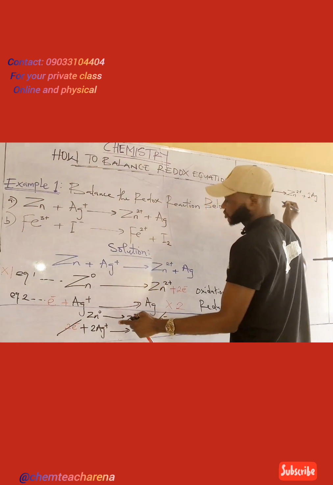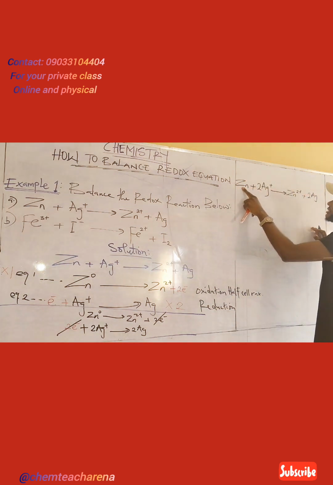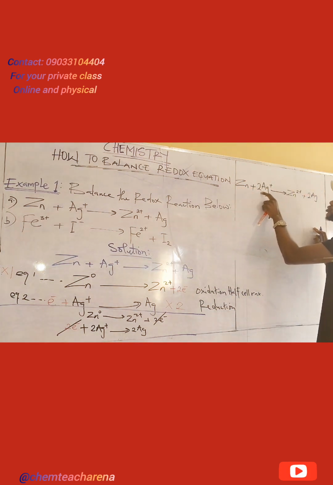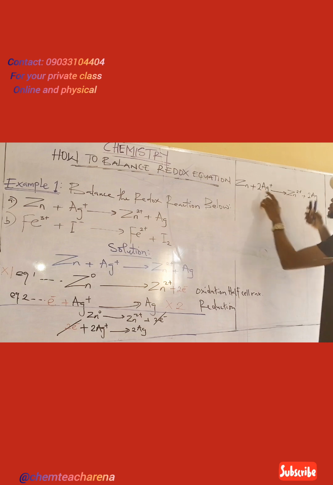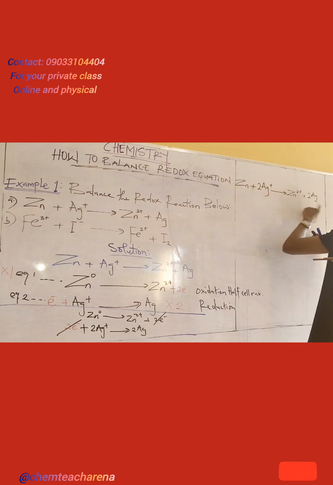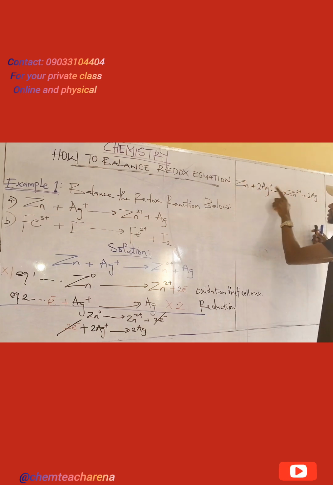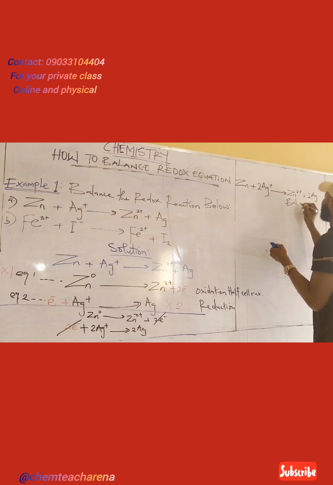So let's check if the equation is balanced. Zinc is 1, zinc is 1. Silver is 2, silver is 2. The atoms are balanced. Now let's look at the charge. 2 times 1 plus, this is the charge. 2 times 1 is 2. We have 2 here, just 2 here. So we now write at the end, balanced. So that is the answer.